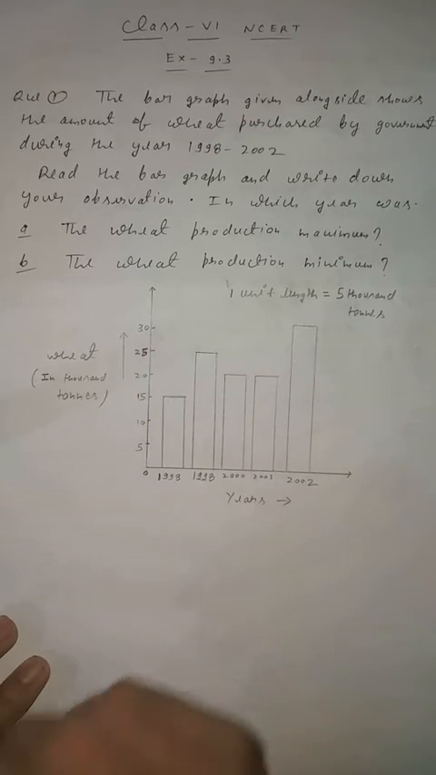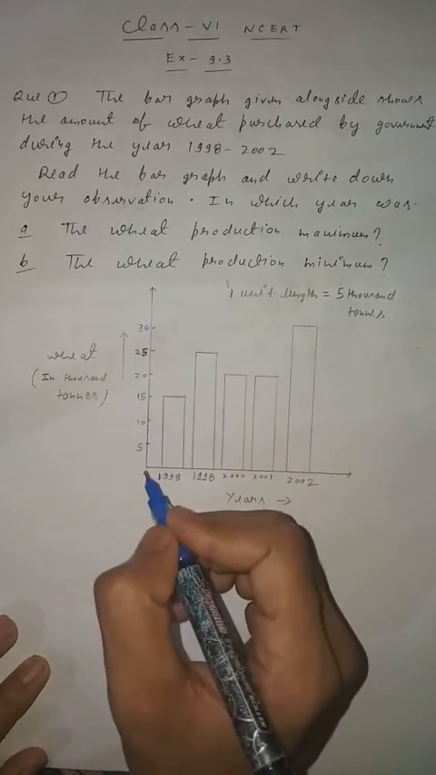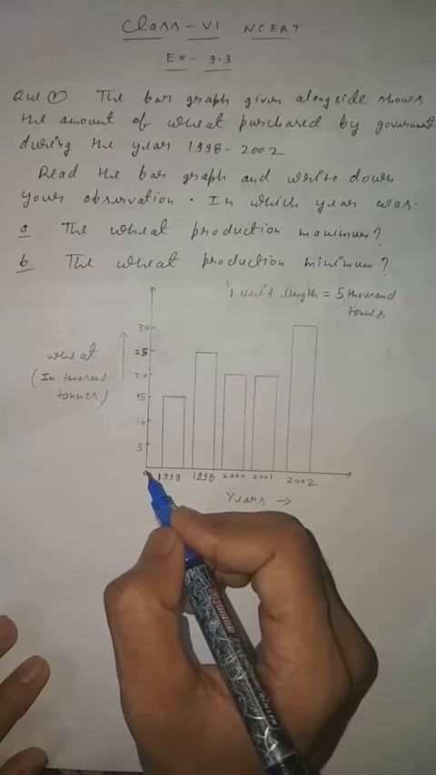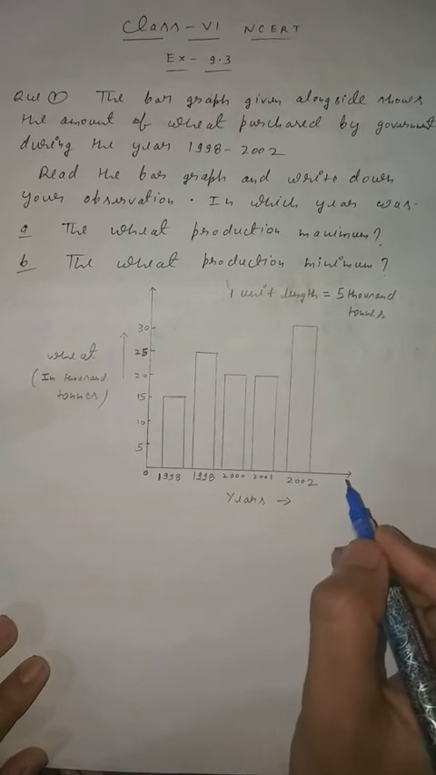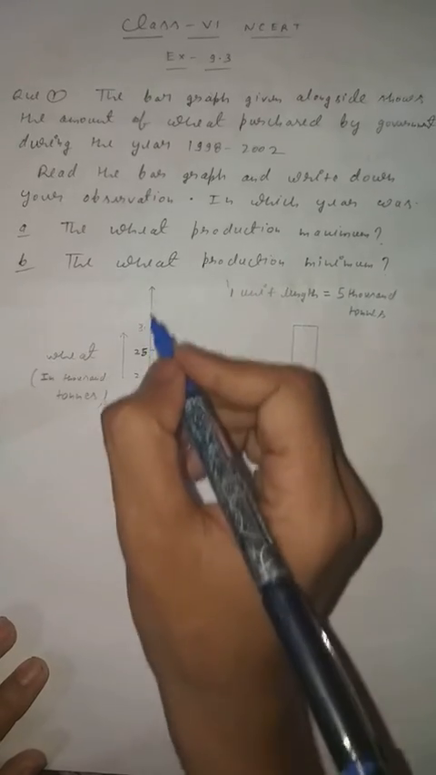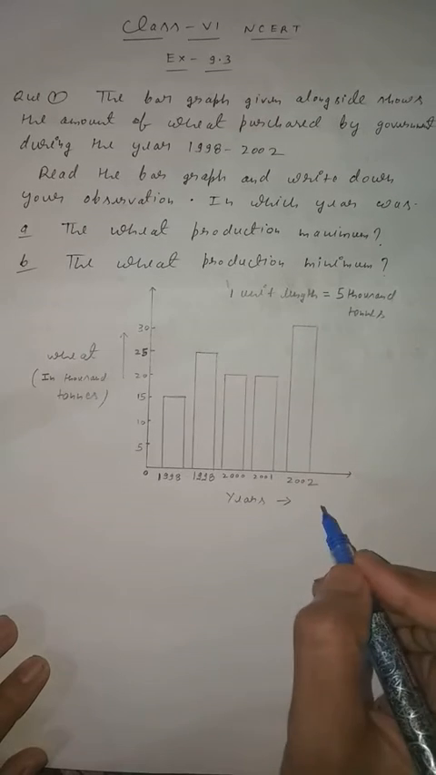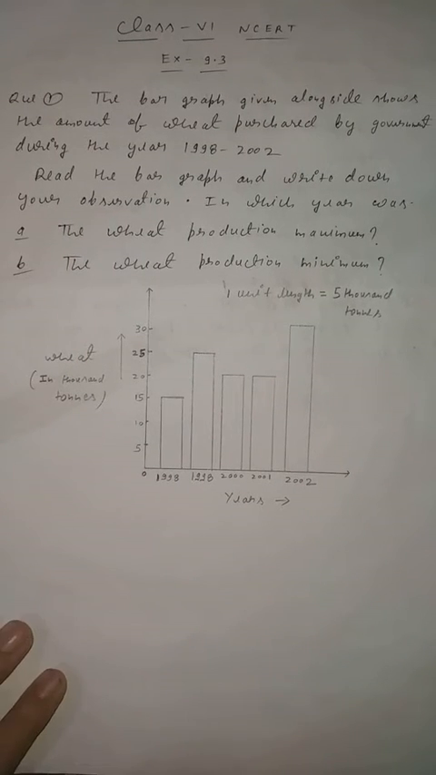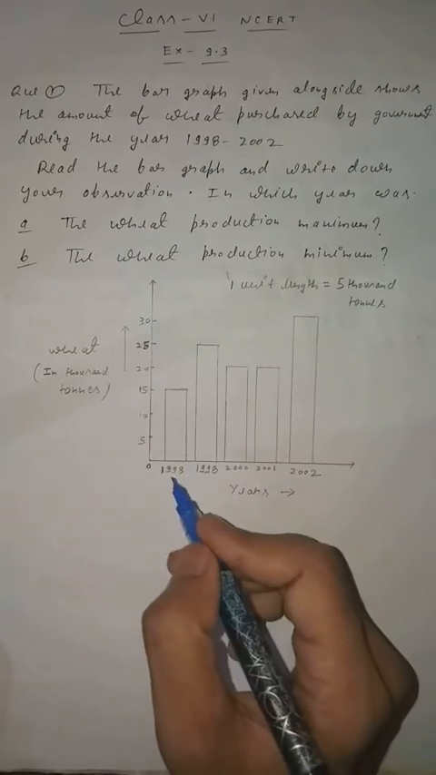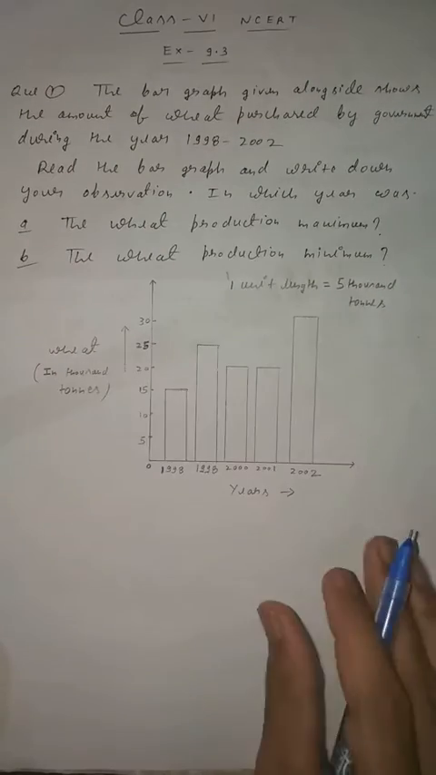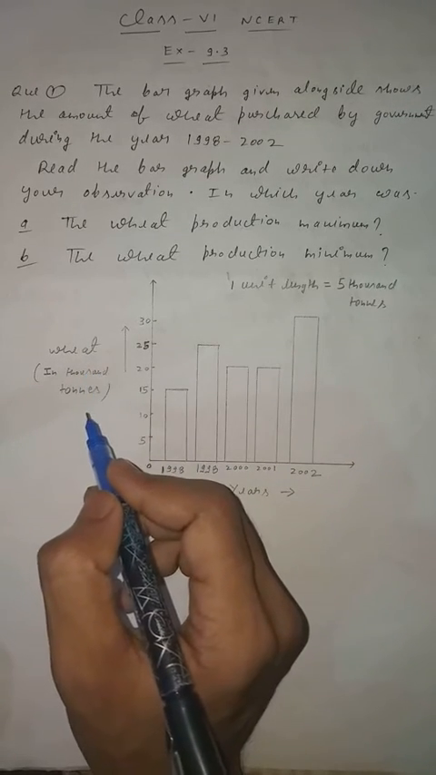Clear, students? Here, what is this line? This is the vertical line, and this one is the horizontal line. So this is your x-axis and this is your y-axis. Vertical means y, and horizontal means x. So this is the x-axis, this is the y-axis. Clear? On the y-axis what is given? Wheat in 1000 tons.